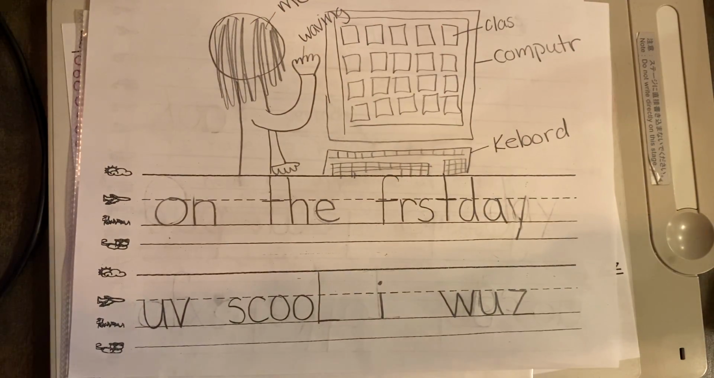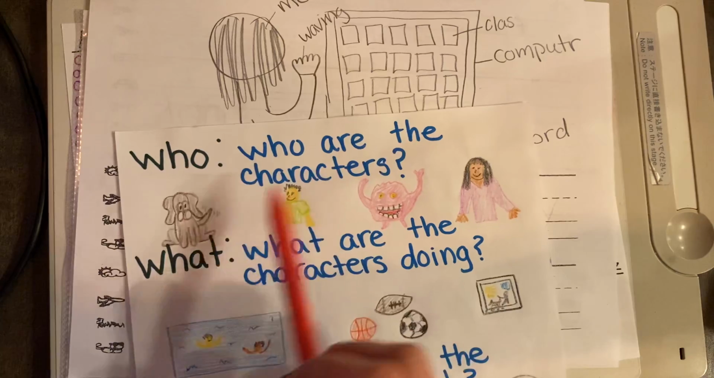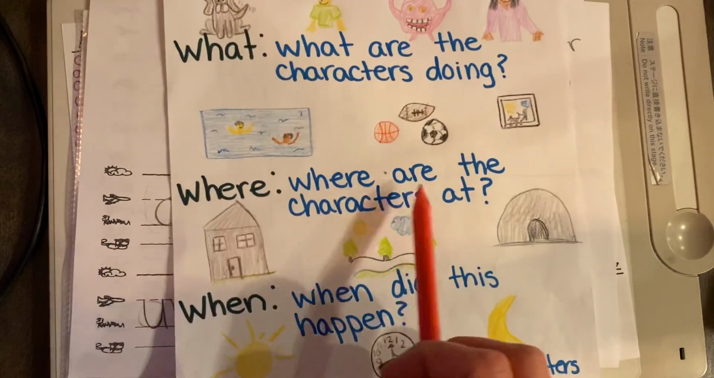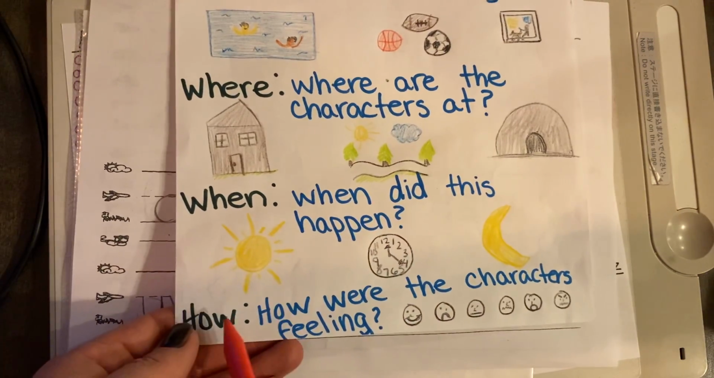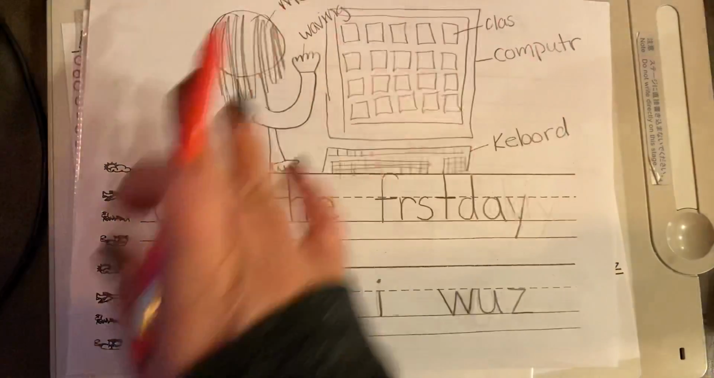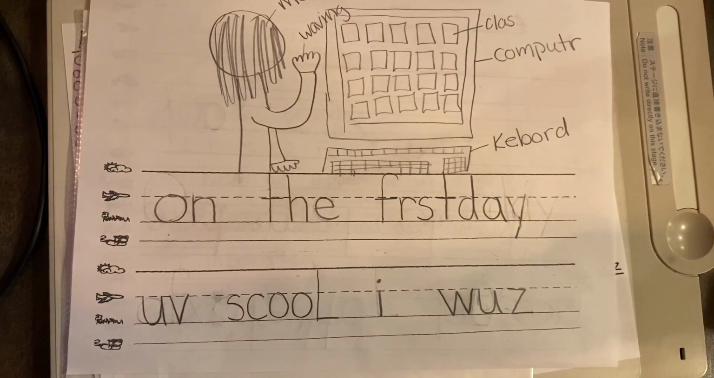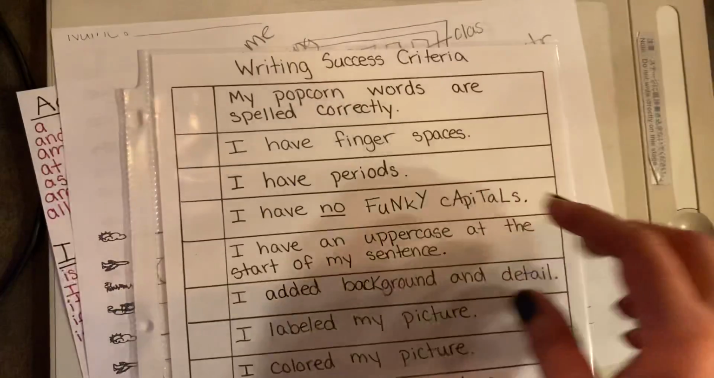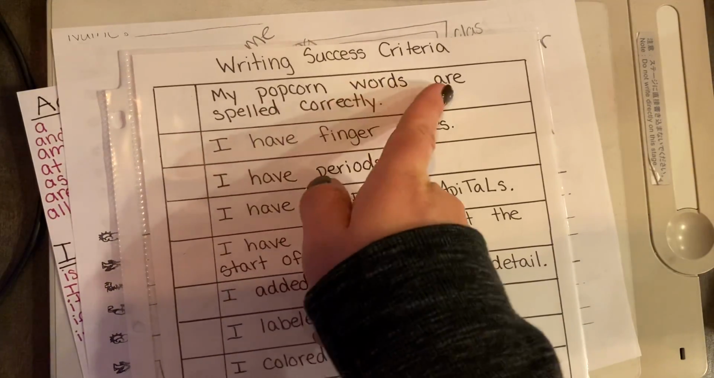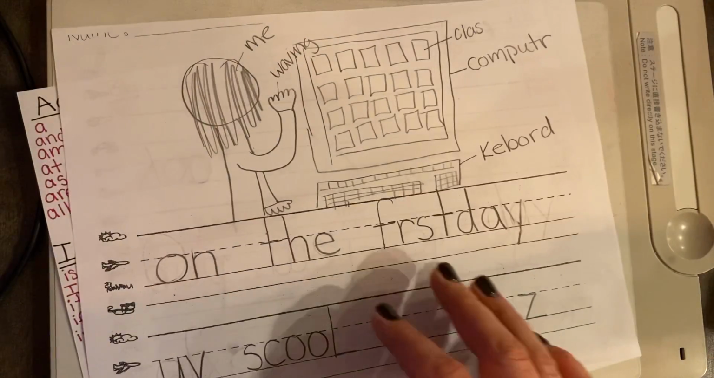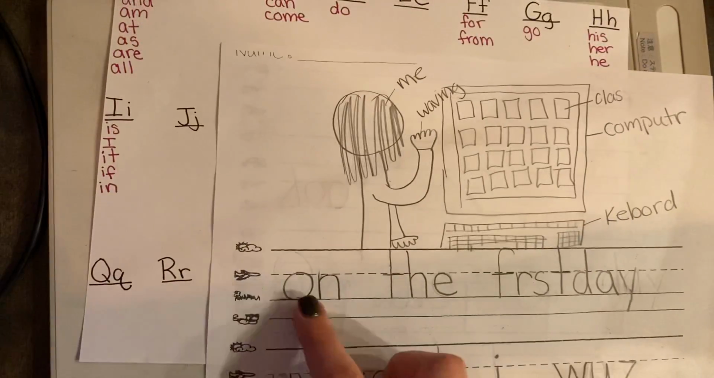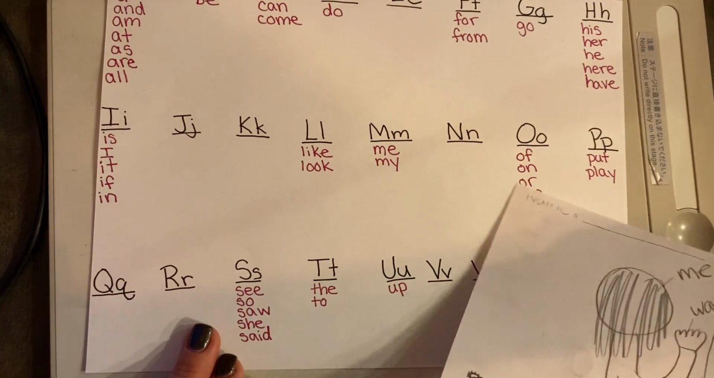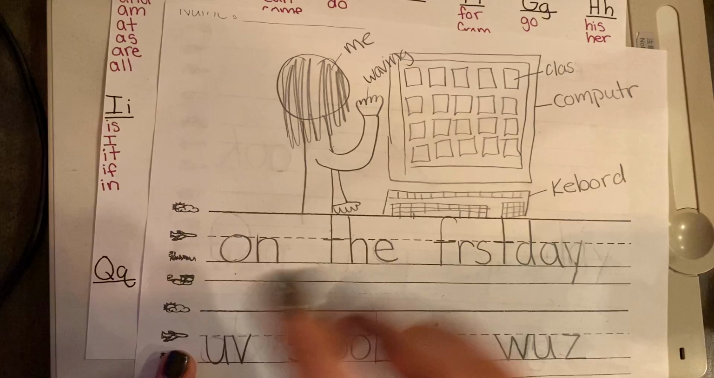And remember, we were writing about who our characters were, what our characters are doing, where our characters are at, when did this happen, and how were our characters feeling. I already have all of that on my writing here. So we know we're good as far as that goes, but now I need to check my success criteria. So the very first thing on my success criteria is my popcorn words are spelled correctly. Okay, so I'm going to go to O and make sure O-N, on is spelled correctly.